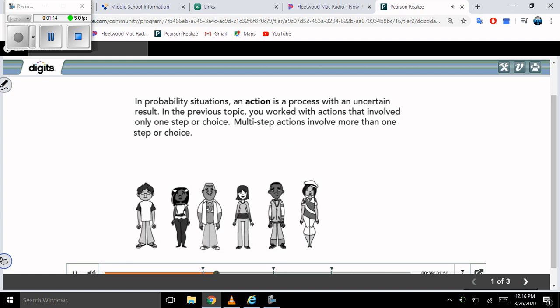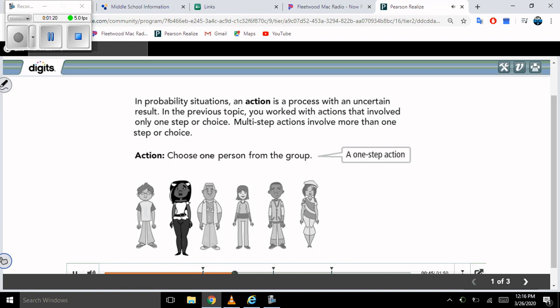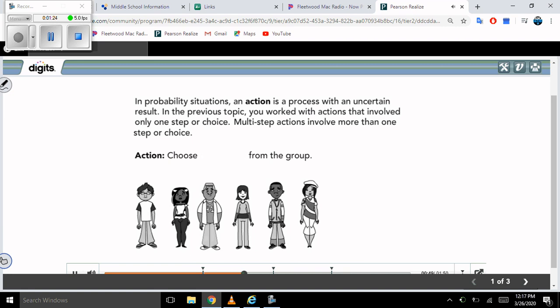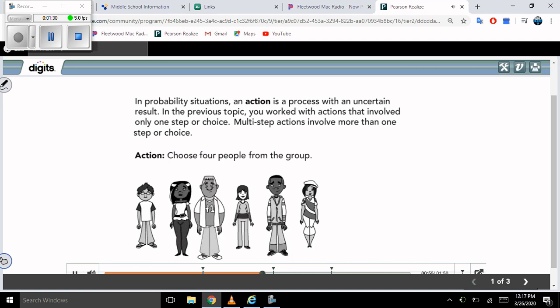Consider a different type of action. Choose one person from the group. This is a one-step action. Now consider a related multi-step action. Choose four people from the group. This is a four-step action.